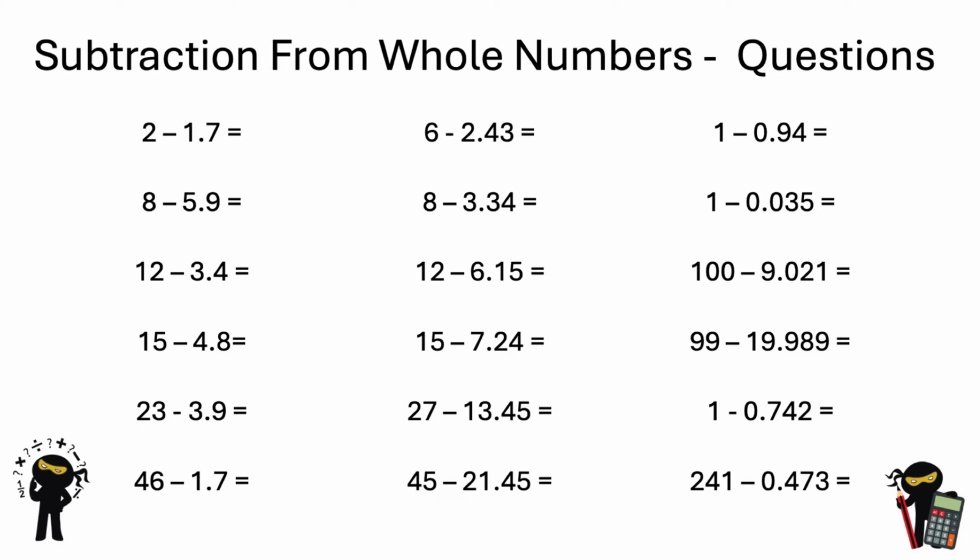So to finish off, we've got some subtraction from whole number questions. Once again, make sure you are spotting the problem: we have a whole number and a decimal number. We spot the decimal and go decimal, decimal, decimal in the same column, and then we lay the question out effectively from there. Have a go. Check using your tablets, phones and calculators to make sure we've got the right answers.